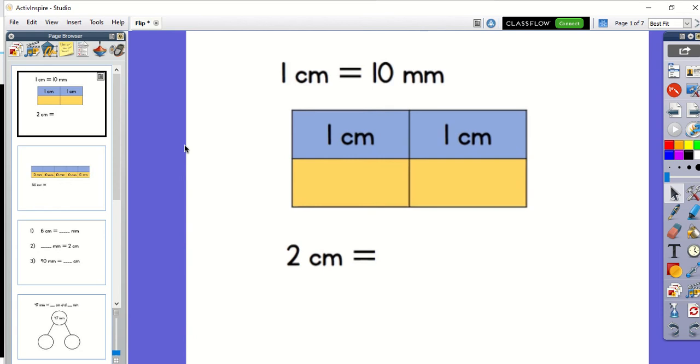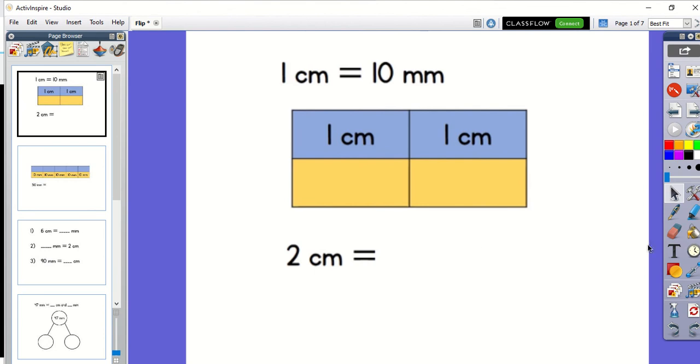Today, we're going to focus on converting between centimetres and millimetres. So yesterday, we found out that 100 centimetres was equal to a metre. Today, we're going to look at how 10 millimetres is equal to 1 centimetre. So here we are, I've got that written down. 1 centimetre equals 10 millimetres.